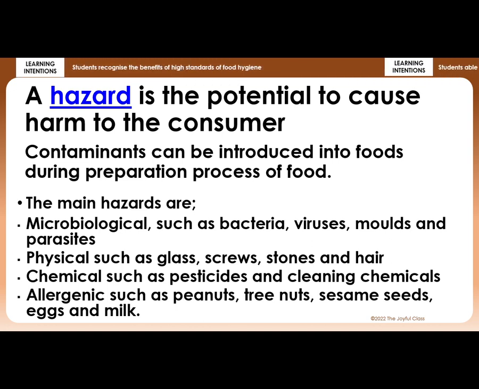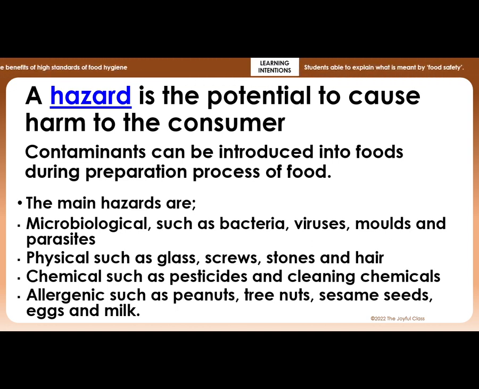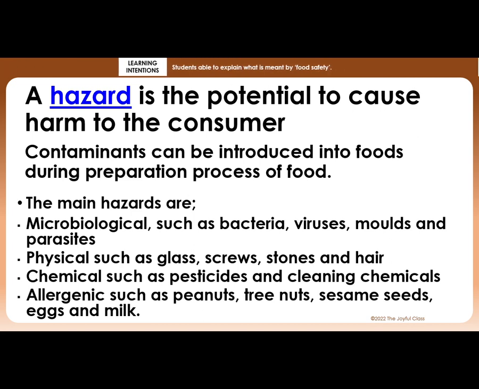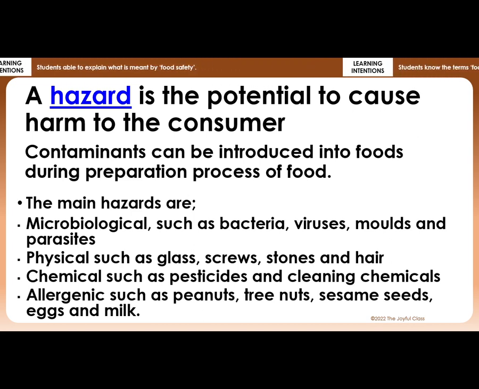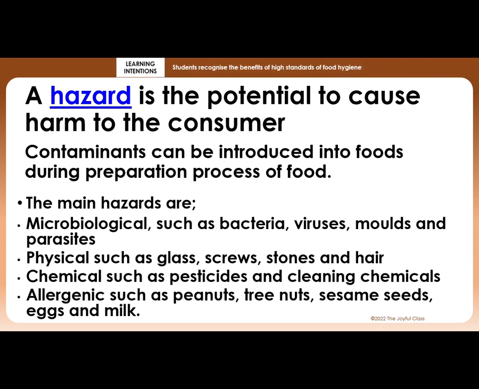A hazard is a potential to cause harm to the consumer. Contaminants can be introduced into food during the preparation process of the food. And those main hazards are microbial, physical, chemical and allergenic. So there's four hazards.